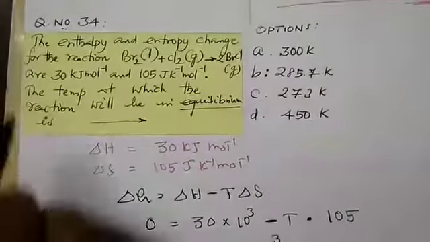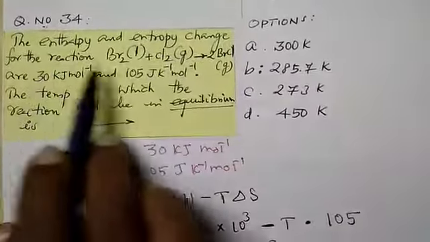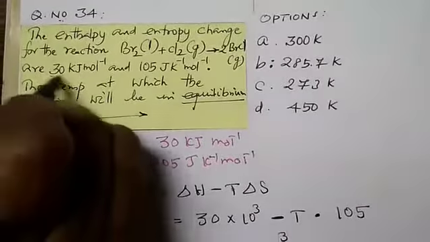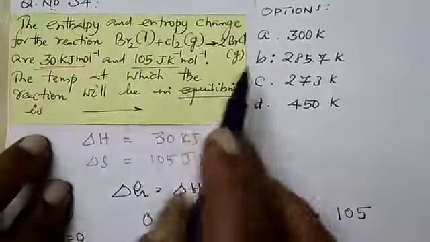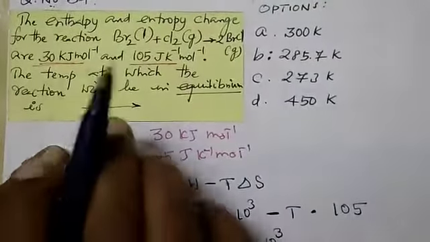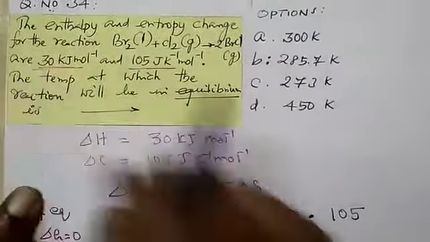I am going to the last question. This is a very simple question. The enthalpy and entropy change for the reaction are 30 kilojoule and 105, and the units are very important, both are different units. The temperature at which... this is a very simple question. In 2019 also the same pattern came.